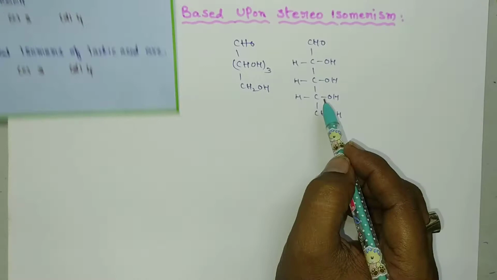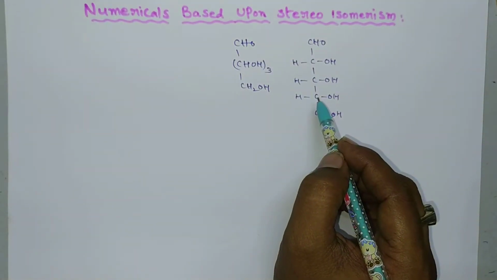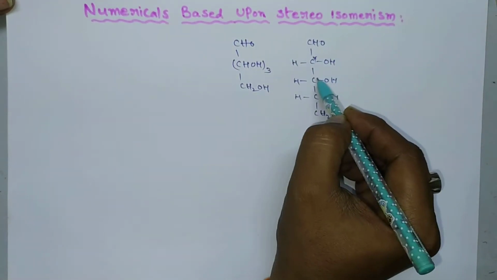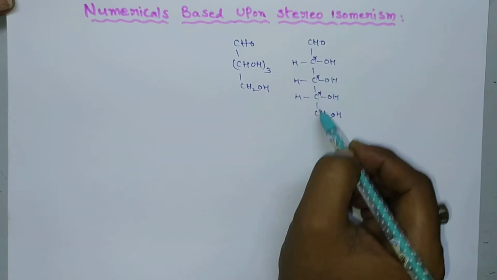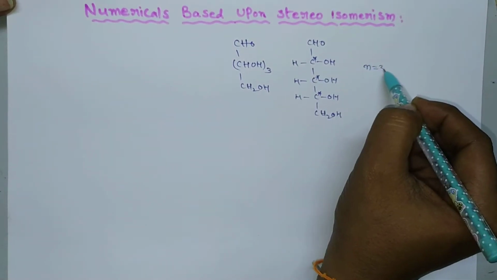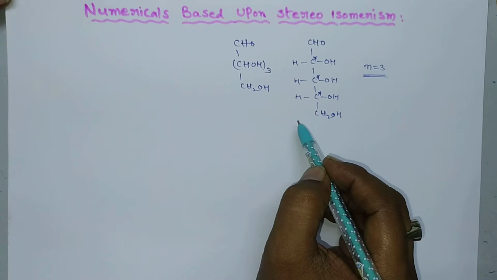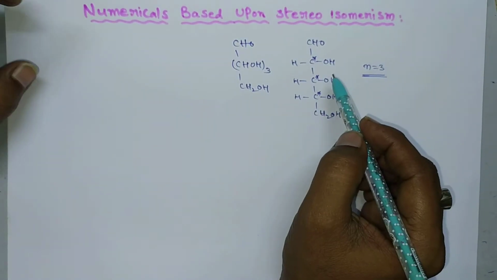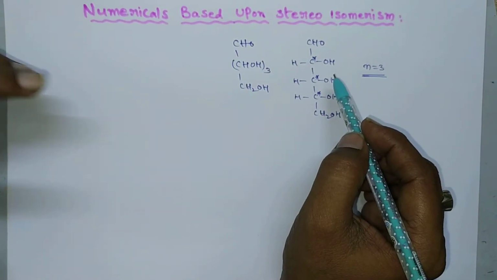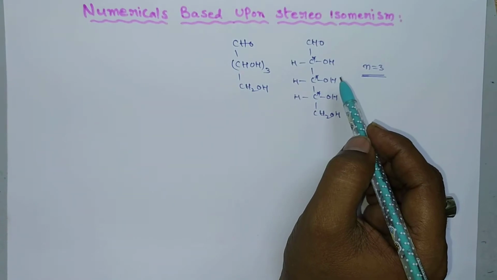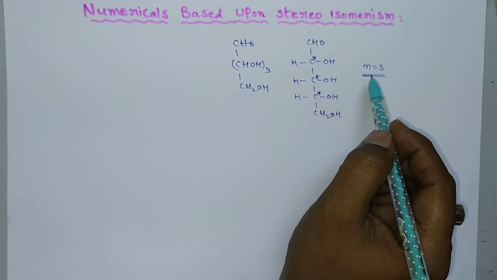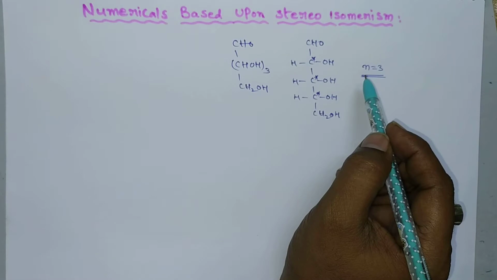So now we have to find the number of chiral carbons. Here the chiral carbons are these. So there are 3 chiral carbons, that's why n is equal to 3. If the molecule consists of 1 chiral carbon, no doubt it is an asymmetric molecule. If it consists of more than 1 chiral carbon, we have to check whether the given molecule is an asymmetric molecule or a symmetric molecule.